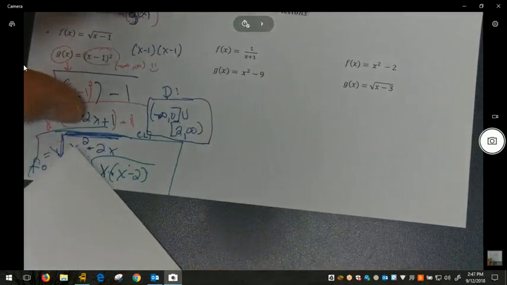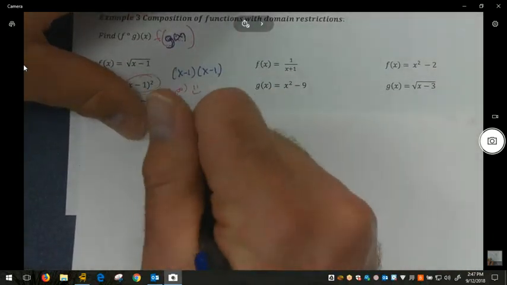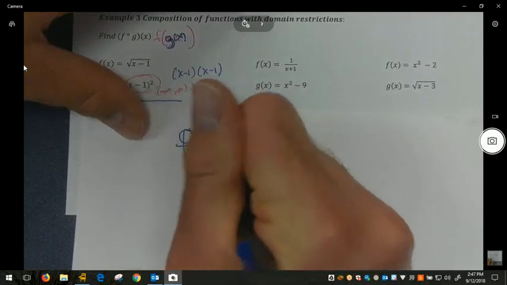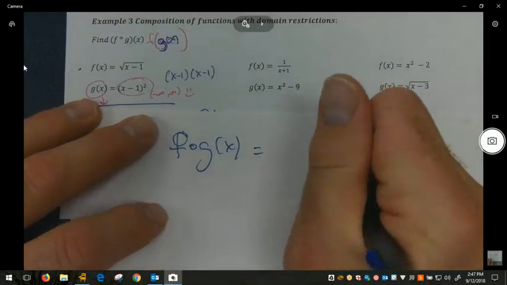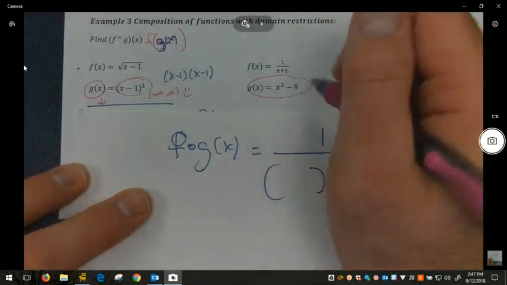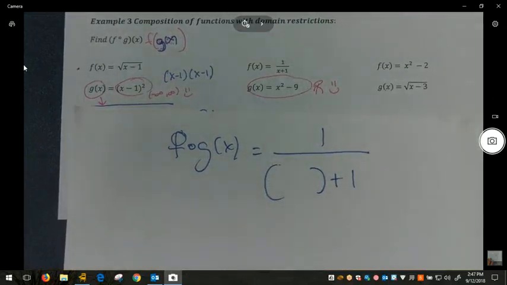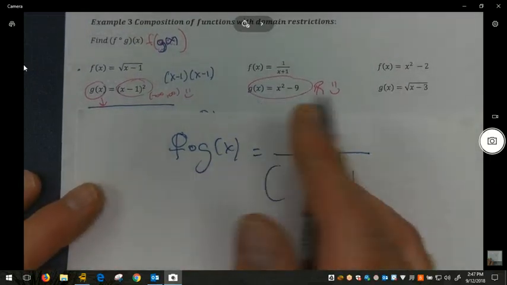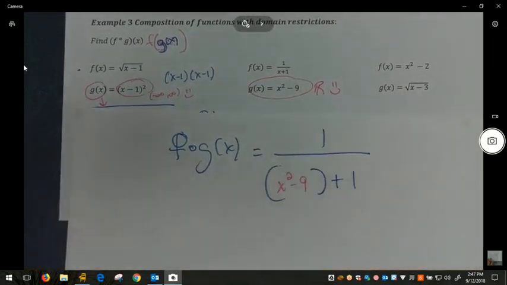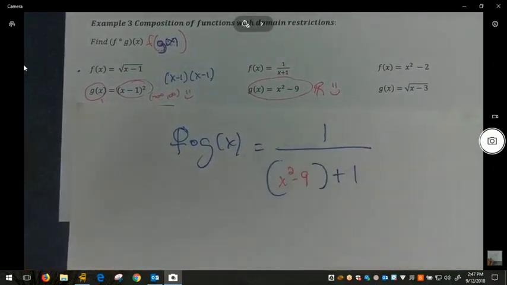Let's take a look at this next function. We have f of x being this, g of x being this. So f of g of x is going to be 1 over x plus 1. I'm going to look at this and say, well, g of x right here was all real numbers, so I had no domain restrictions to begin with. Lucky me. If I were doing g of f of x, I might have some domain restrictions. So when I plug in x squared minus 9, I am going to have some restrictions now because it's in the denominator. There were no restrictions in the original g of x, so we're happy.